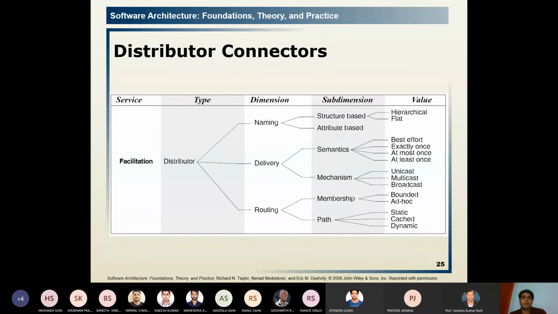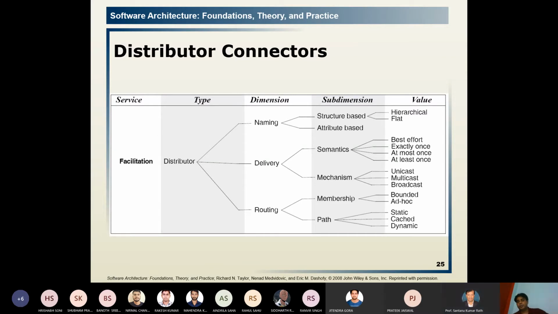Then the delivery. The dimensions of delivery are semantic or mechanism. Semantic means the delivery will be with best effort, or exactly once, or at most once, or at least once. The mechanism of delivery is one-to-one delivery, one-to-many delivery, or one-to-all delivery. One-to-one delivery is unicast, one-to-many delivery is multicast, and one-to-all delivery is broadcast.